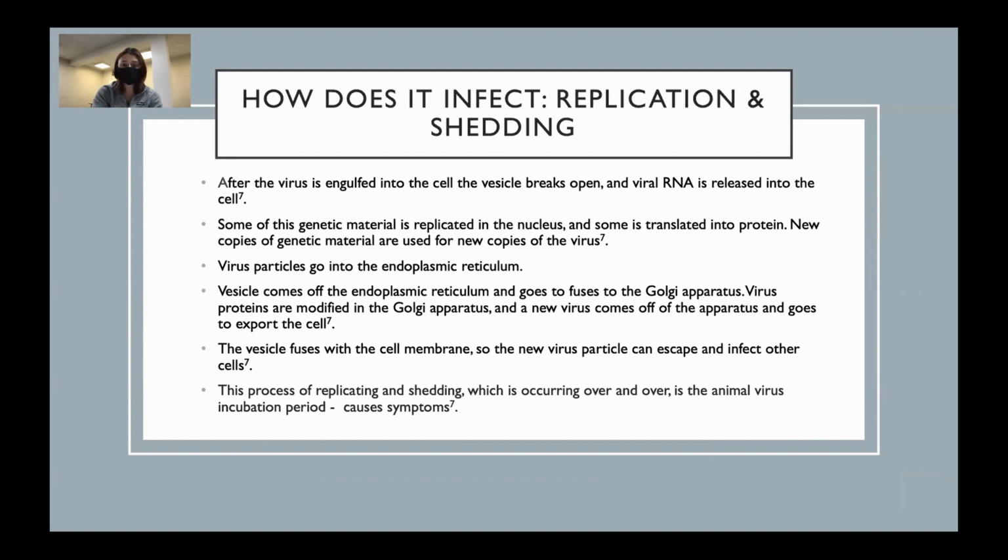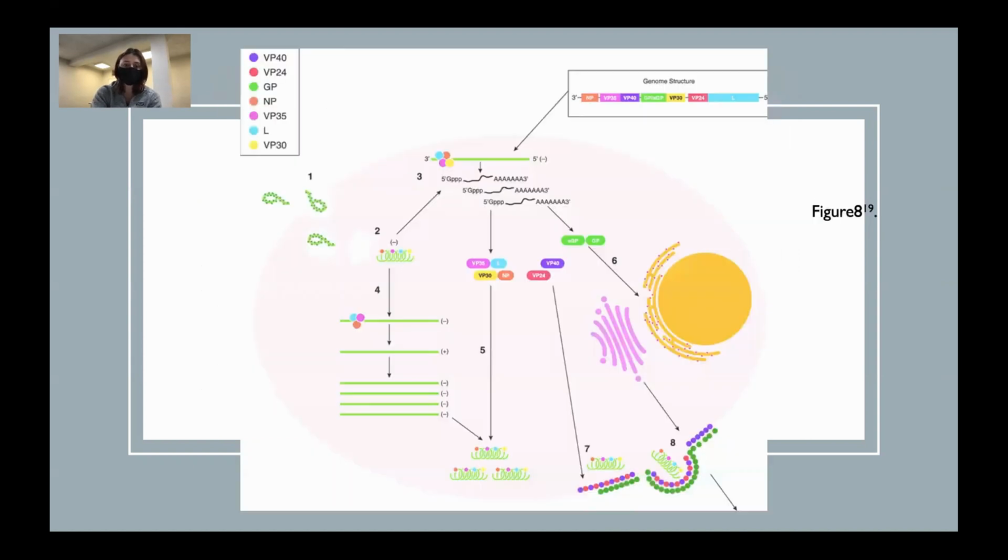Now, how does Ebola infect? Replication and shedding of Ebola. After the virus is engulfed in the cell, the vesicle breaks open and the viral RNA is released into the cell. Some of this genetic material is replicated in the nucleus, and some is translated into protein. New copies of genetic material are used for new copies of the virus. After this happens, the virus then goes into the endoplasmic reticulum. You can see this in steps 1, 2, 3, and 6.